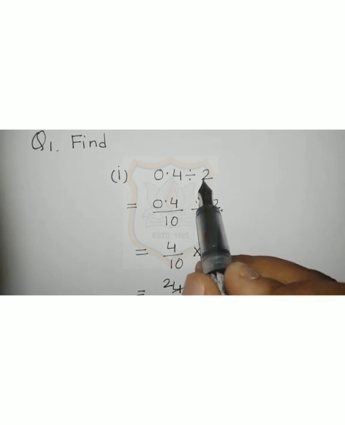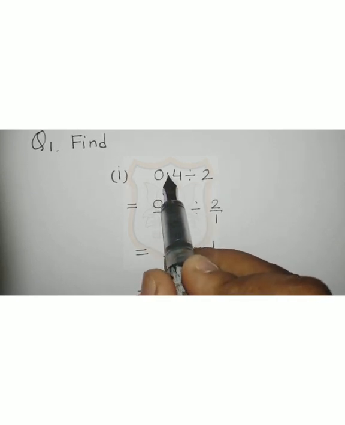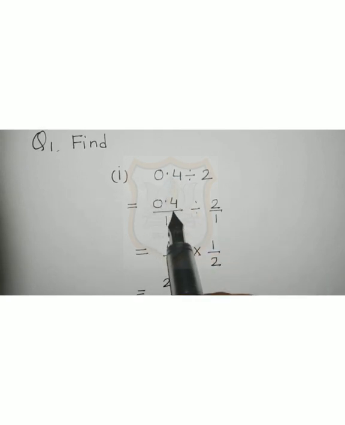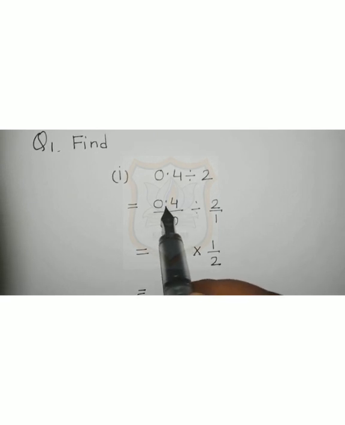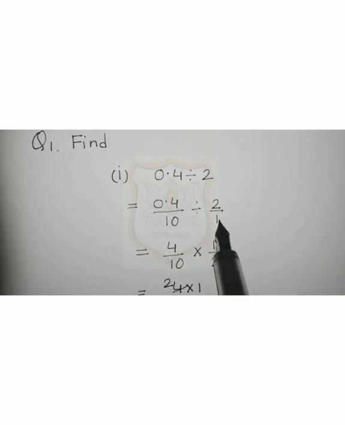Students, to solve this sum, first we have to remove decimal from 0.4. To remove decimal from 0.4, we will divide it by 10 because in 0.4 decimal is after one digit. So 4 upon 10 divided by 2 upon 1. Now we will solve this division. This division will be converted into multiplication and reciprocal of 2 upon 1 will be taken. Reciprocal of 2 upon 1 is 1 upon 2.